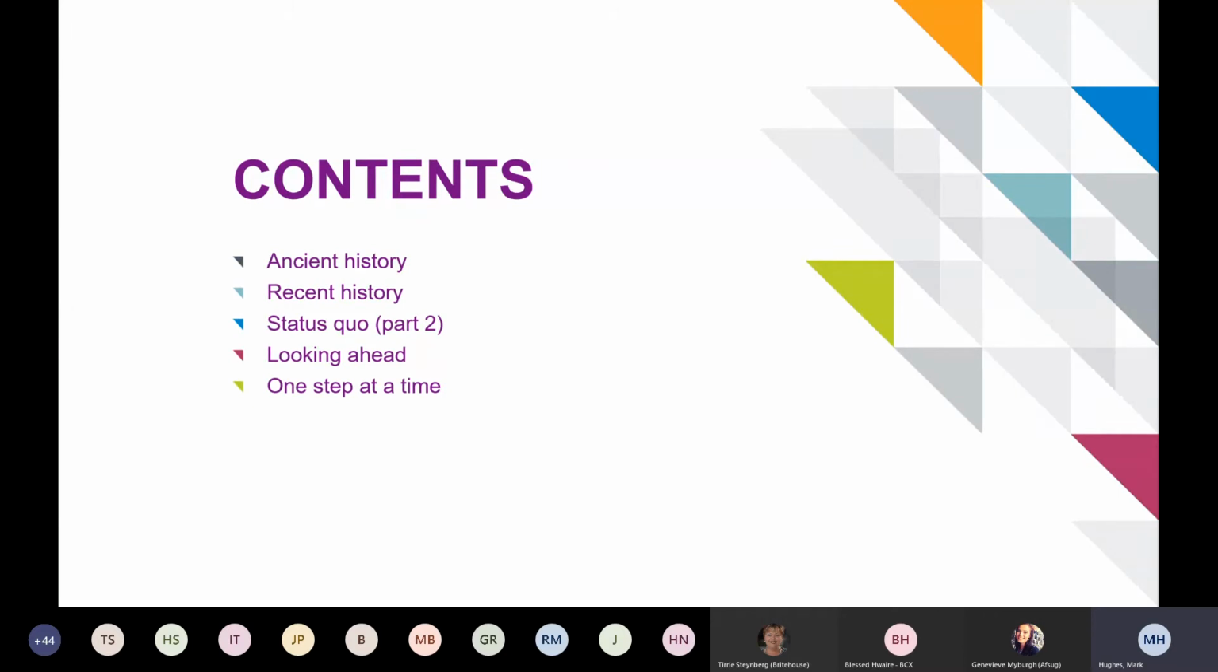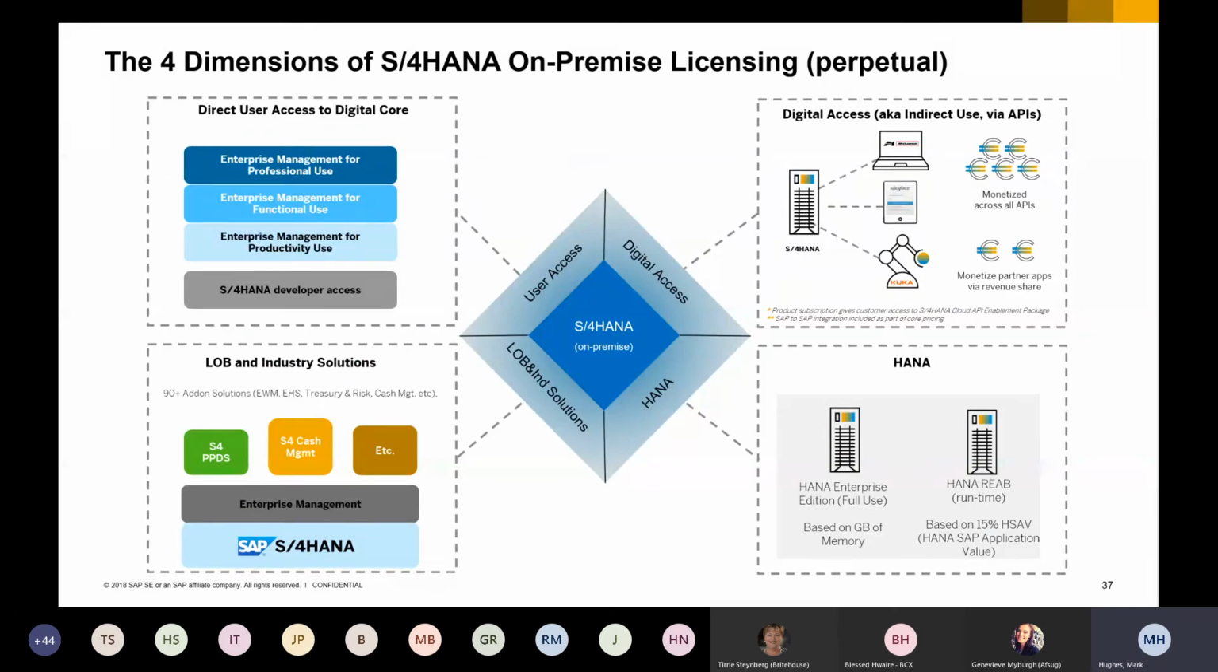Right. Just a second view of what's currently going on: with this background and our clarification of indirect use and digital access licensing, it's also allowed us to have a clearer message around the license model for S/4HANA. And this is specifically for the on-premise licensing, and everything to do with S/4HANA licensing enterprise management must fit on this map somewhere. So on the left at the top, you still have the user accounts for direct access into the core, as well as developers.